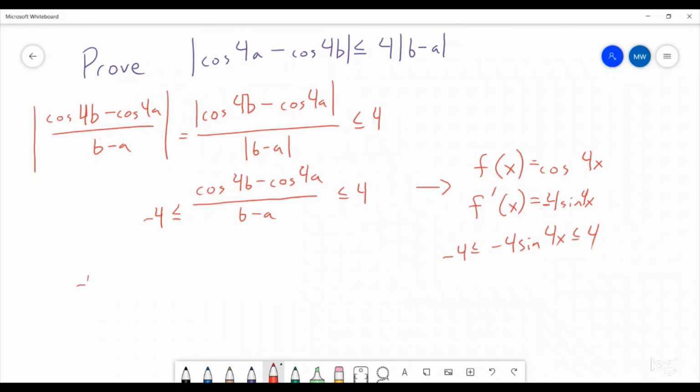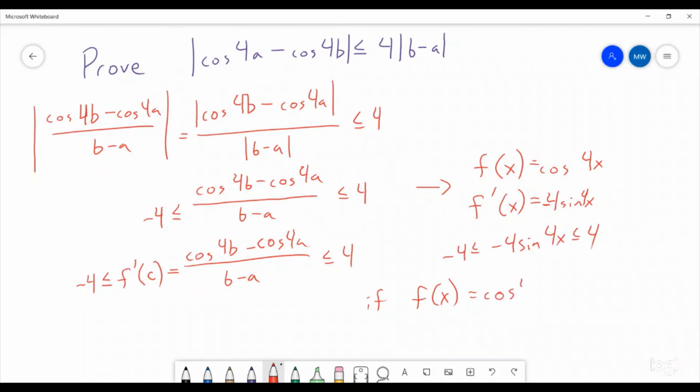That is -4 is less than or equal to f prime of c anywhere, which is equal to, by the mean value theorem, cosine of 4b minus cosine of 4a over b minus a, is less than or equal to 4, if f of x equals cosine of 4x, which is exactly what we wanted to be able to show. So that's how we would go through and do this problem.